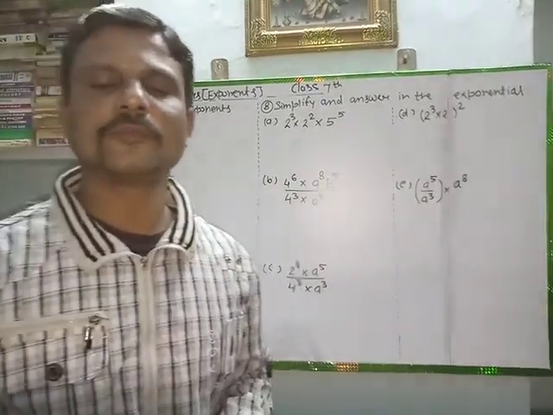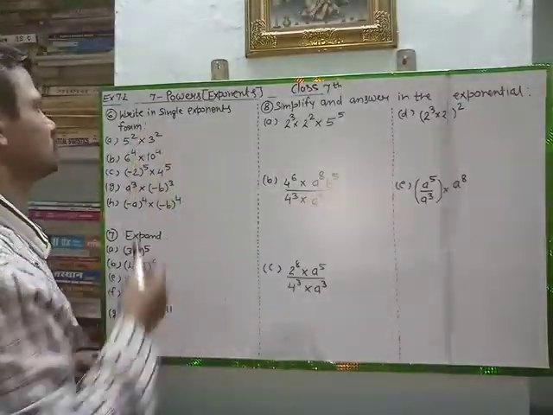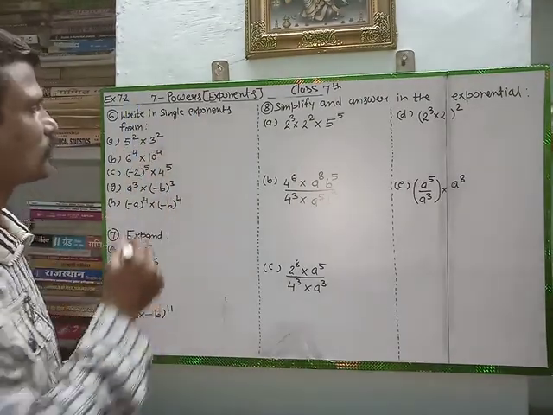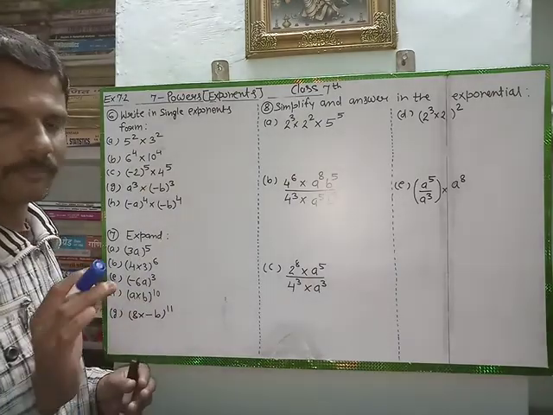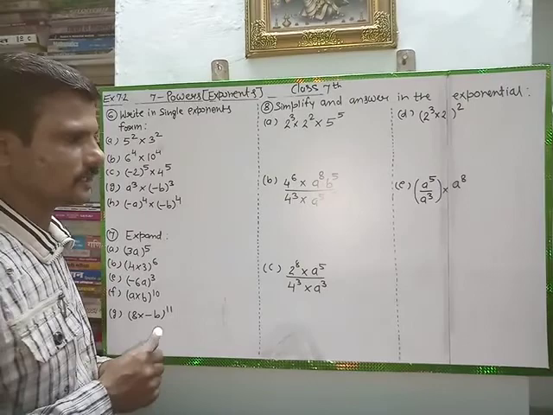Hello children, today we will discuss some more questions from exercise 7.2. Question number 6. Write in single exponent form. So we have to write this in single exponential form, find it out, write it, okay?